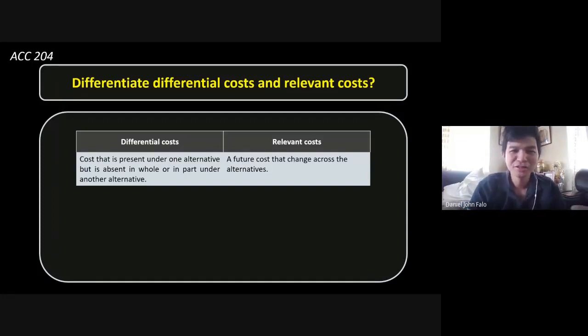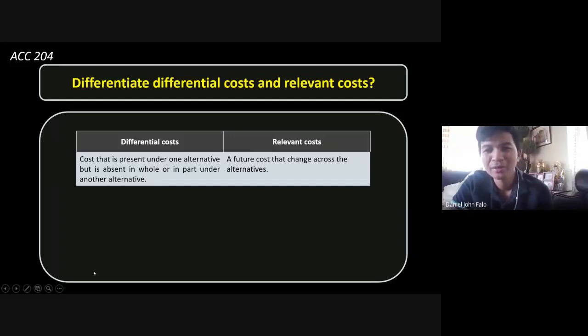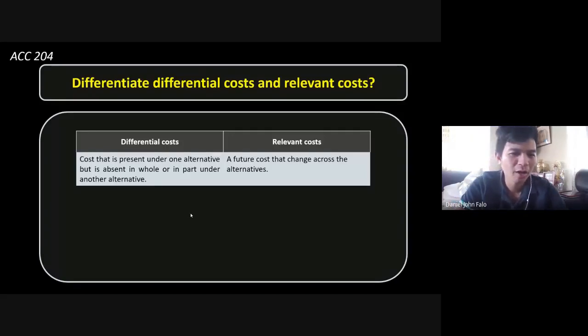Yung differential cost is actually an example of relevant cost. So, differential costs are those costs that would be present in one alternative but are absent in whole or in part in another alternative. Sinabi natin relevant cost. So, these are future costs that change across different alternatives.